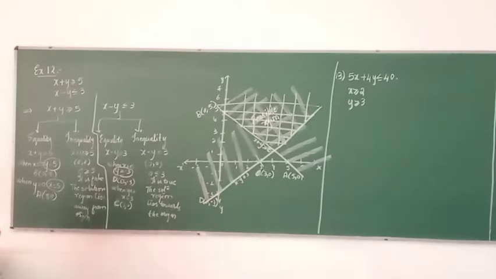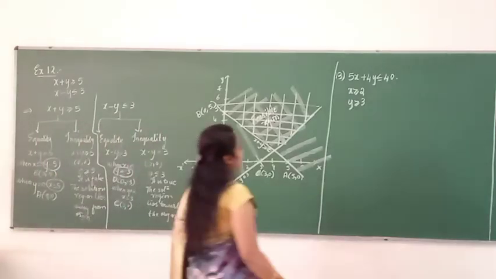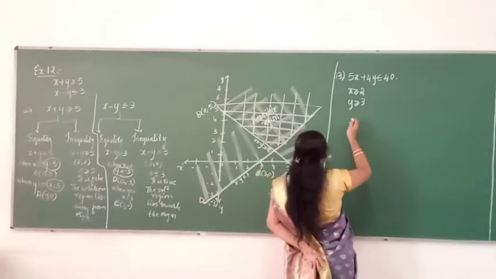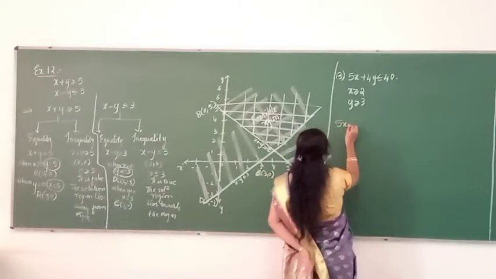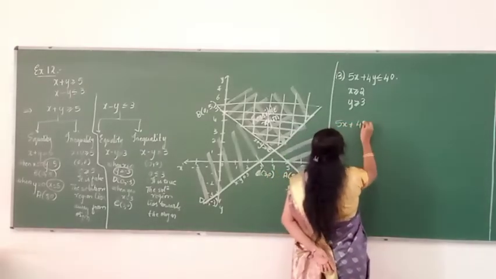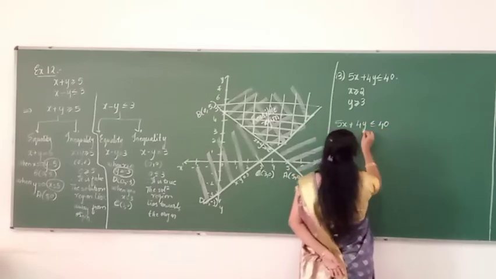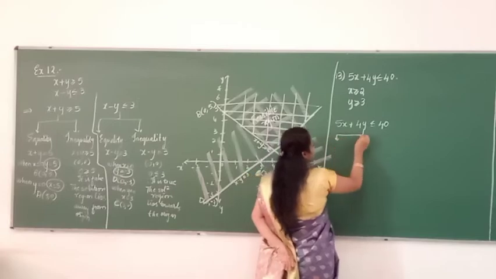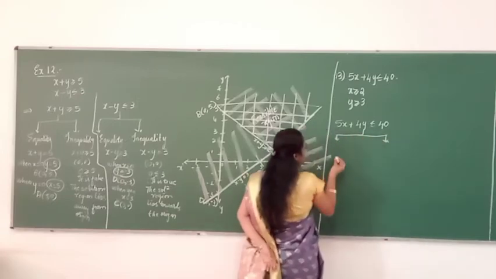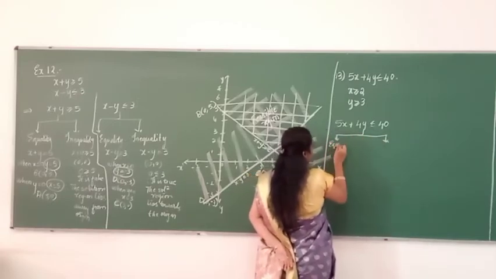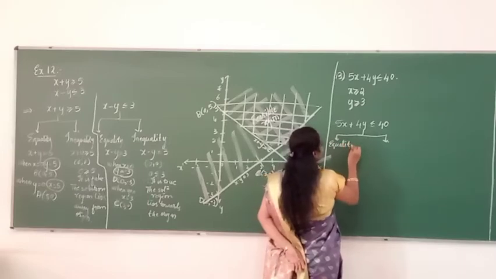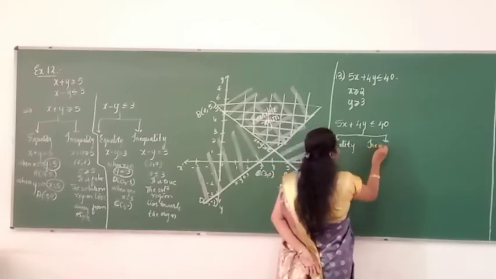So when three inequalities are given, the first one we solve as before. The first inequality is 5x plus 4y is less than or equal to 40. First case and the second case. So this is nothing but equality, and this is inequality.